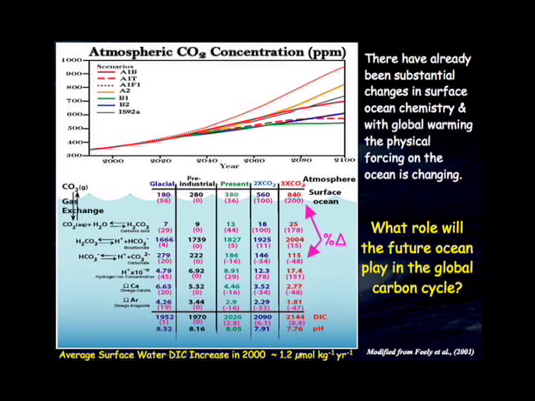By the time we get to the end of this century, somewhere between 2x and 3x CO2, the hydrogen ion concentration will have increased by 150%. The carbonate ion concentration will have decreased by 50%. Half the carbonate ion will be gone. And the saturation rate has dramatically dropped in the oceans.